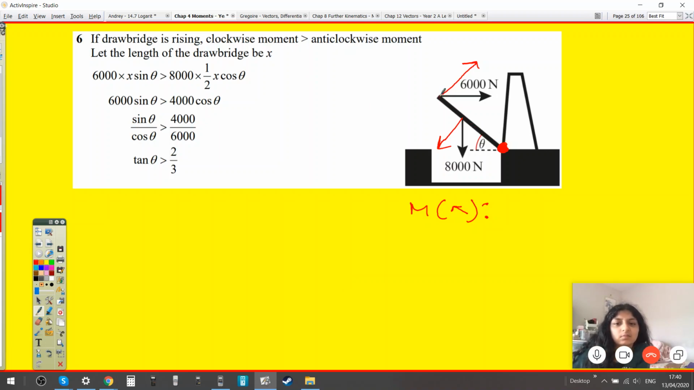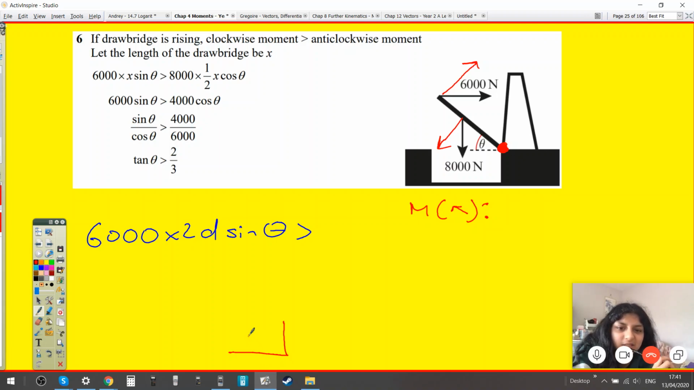So 6,000 times, let's say, d sine theta for the drawbridge. So they did it as a half, I think. Is it more obvious if you said it's 2d sine theta? I don't understand. Wait, what do the red arrows mean on the diagram? That is the force that is perpendicular to the drawbridge. Okay. Why would you need a force that's perpendicular? That's essentially what we did anyway. It's always times perpendicular distance. Same thing. We represent force as length as distance. Oh, okay.